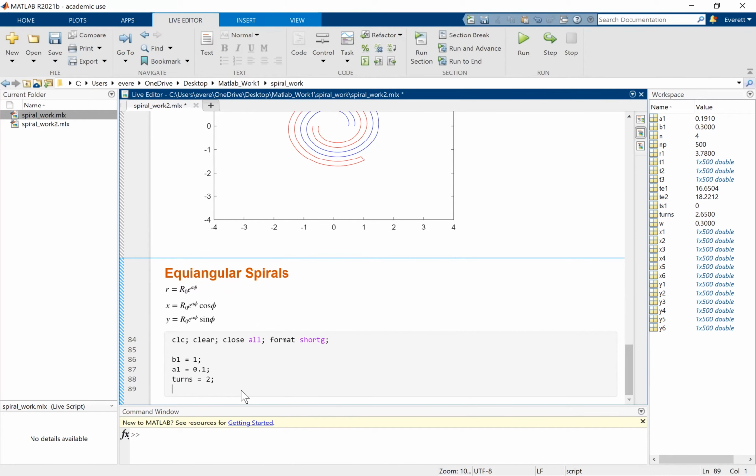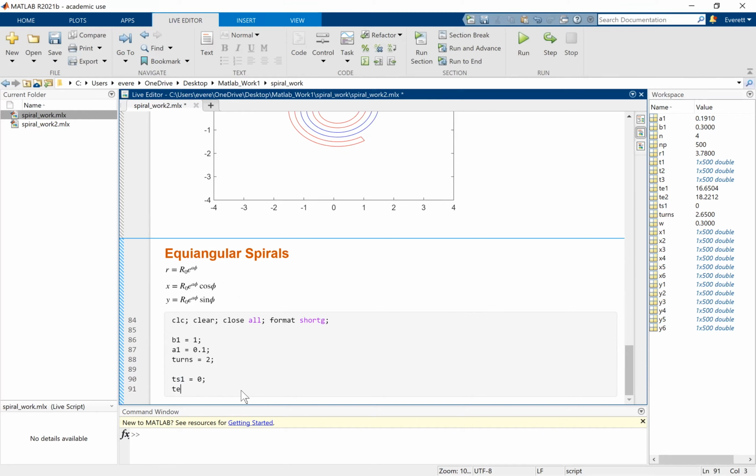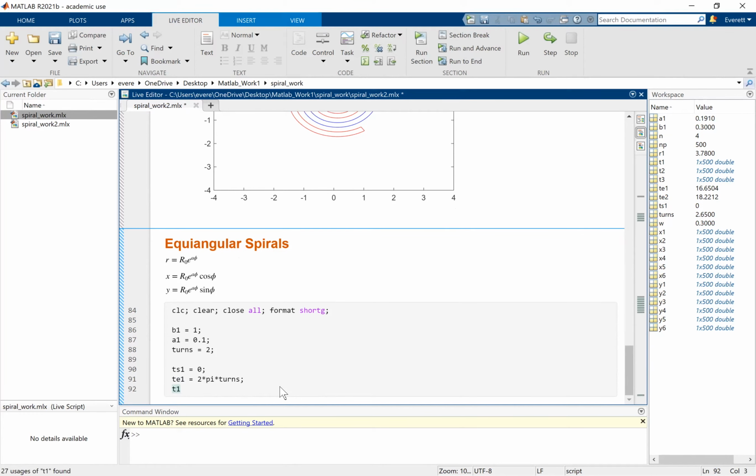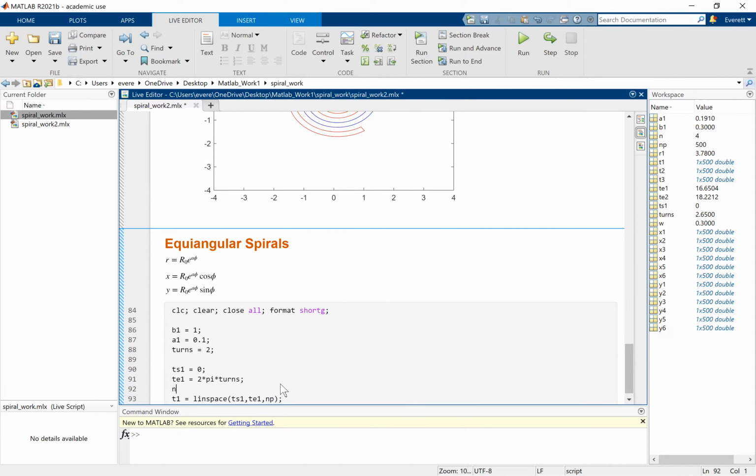All right, and now let's specify our independent variable, t. We want our TS1, our T start one. Let's say that's going to be 0. And then we also want our T end one. That's going to be 2 times pi times turns to implement the number of turns we want. Now let's make our full T array. It's going to be T1 equals linspace. We start at TS1 and end at TN1. And let's put NP, number of points, and let's use 100 points and see where that takes us.